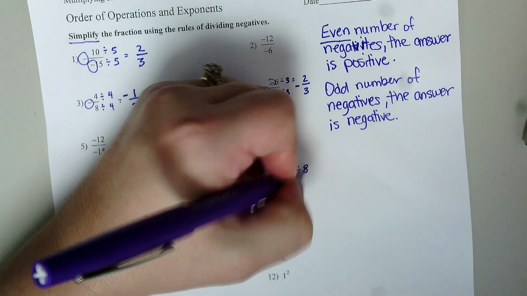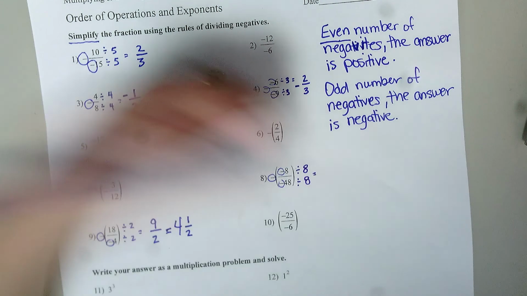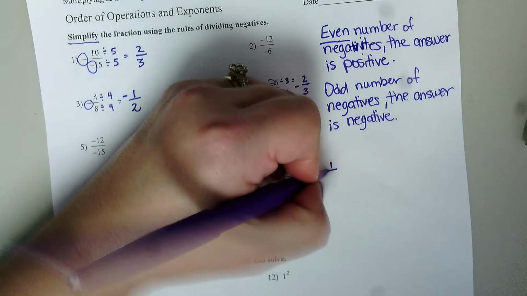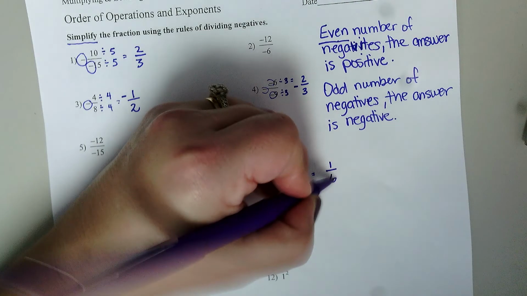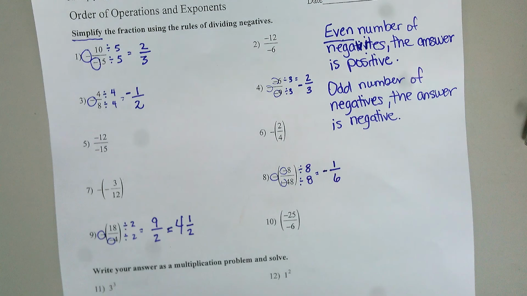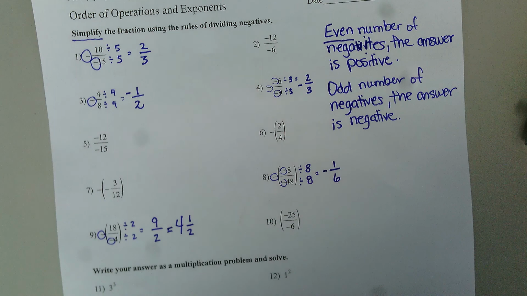my answer by 8/8. 8 divided by 8 is 1, and 48 divided by 8 is 6. And I know this is negative, so I'm going to put a negative out to the side. And my answer is simply -1/6. Okay, so I've done 1, 2, 3, 4, 5 of these for you. You should be able to do the other 5 on your own.